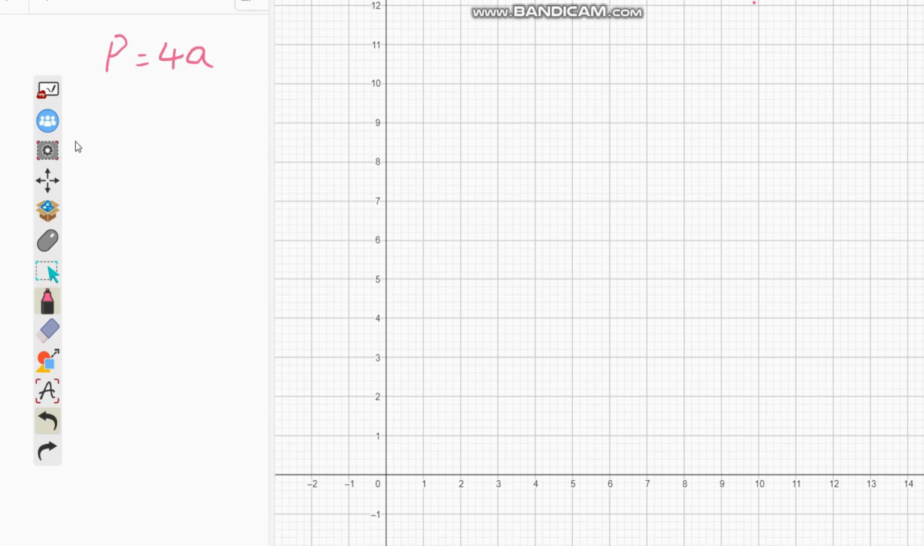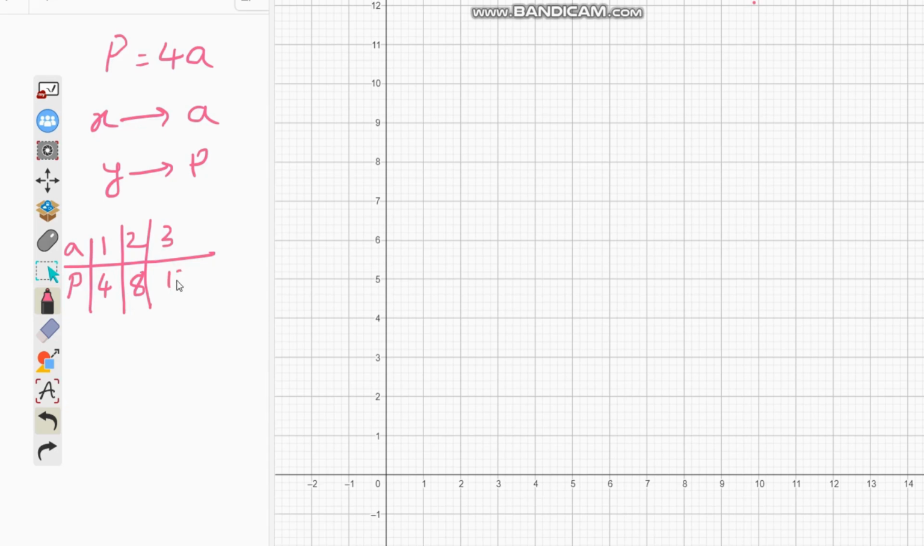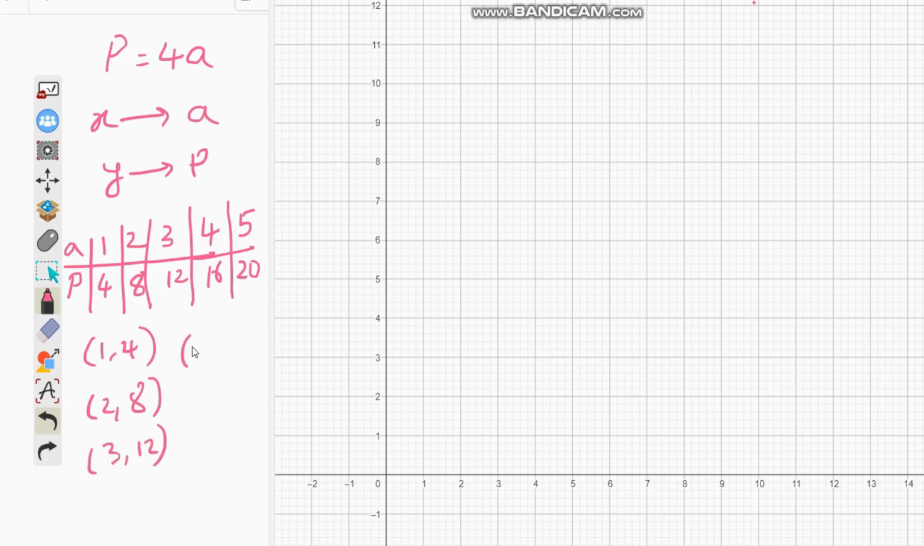So for the graph we need the entries, x values and y values. Here x values are a and the y values are P. So we will find a and P values. If we take a as 1, P becomes 4 into 1, 4. If we take a as 2, P becomes 4 2s are 8. A is 3 means 4 3s are 12. 4 means 4 4s are 16. 5 means 5 4s are 20. So these are the coordinates: 1 4, 2 8, 3 12, 4 16 and 5 20.